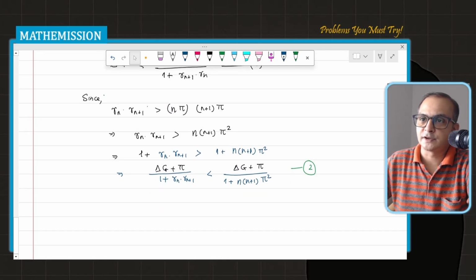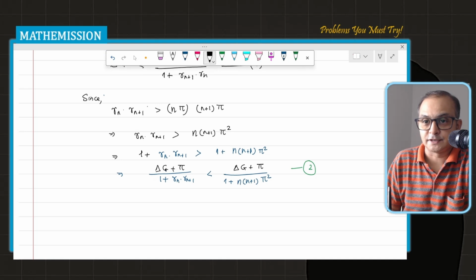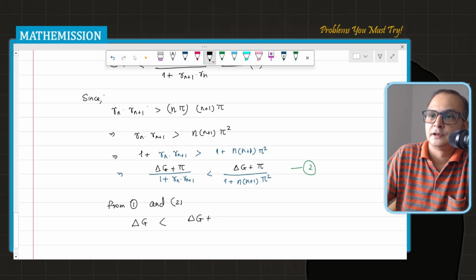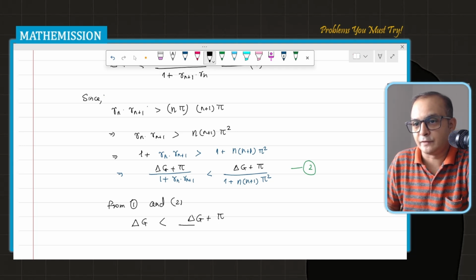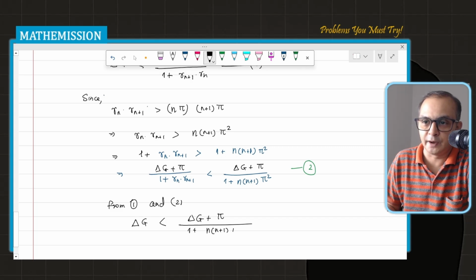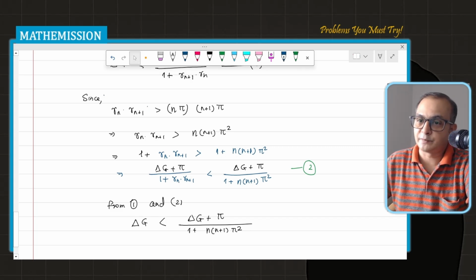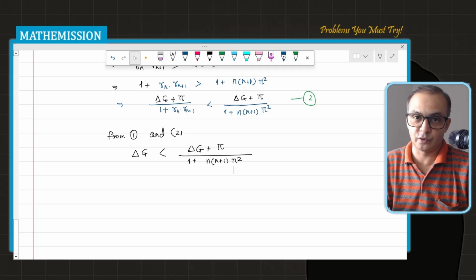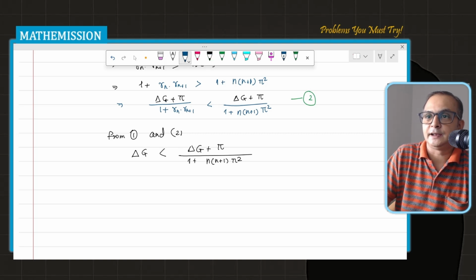So we can write from first and second. So from first and second, what we can write is delta G is lesser than delta G plus pi. Why am I writing pi always like this? So delta G plus pi divided by 1 plus n into n plus 1 pi squared. Now we have to simplify this and get delta G on one side so that we can say what is happening for delta G in terms of inequality.